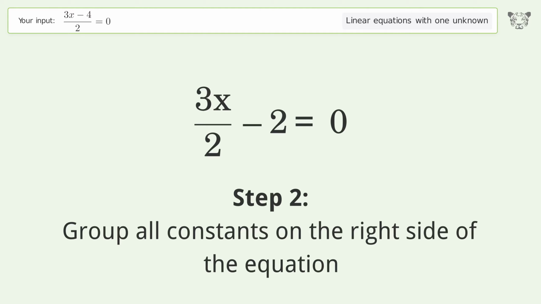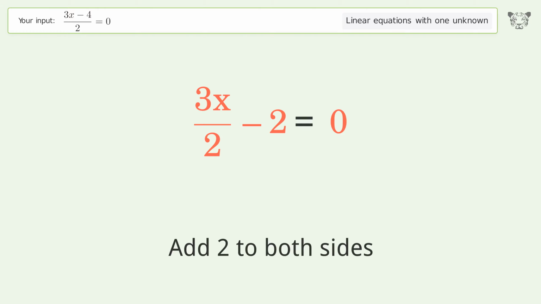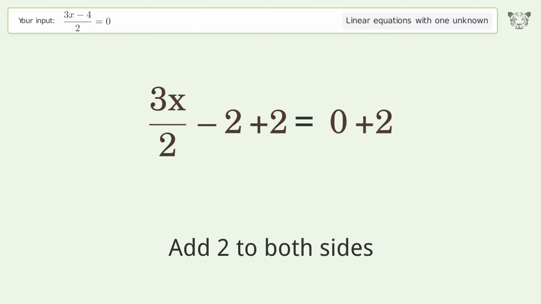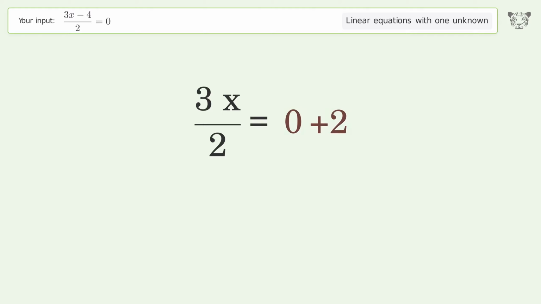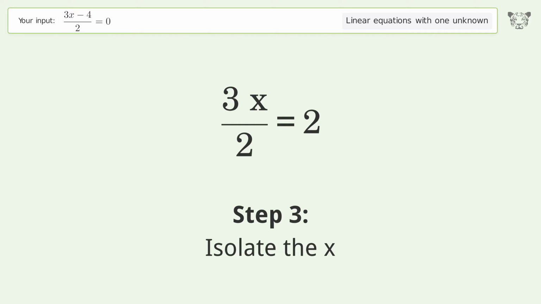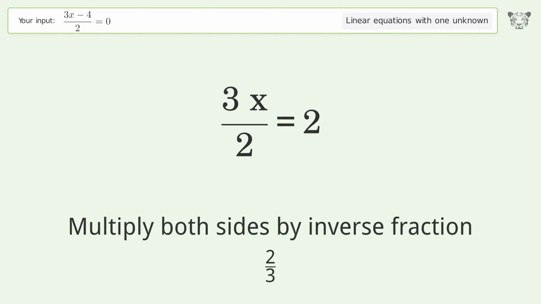Group all constants on the right side of the equation. Add 2 to both sides. Simplify the arithmetic. Isolate the x. Multiply both sides by inverse fraction 2/3.